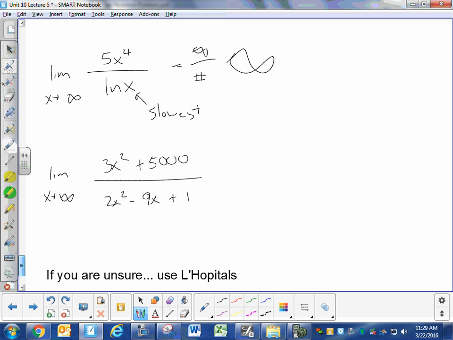Remember that the 5,000 won't matter. The 9x and the 1 we can disregard, and if we want to take the limit as x approaches infinity of this entire thing, it's the same as just this expression. You can cancel the x squareds, you get 3/2.